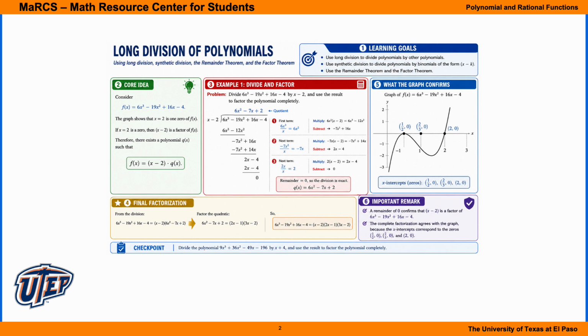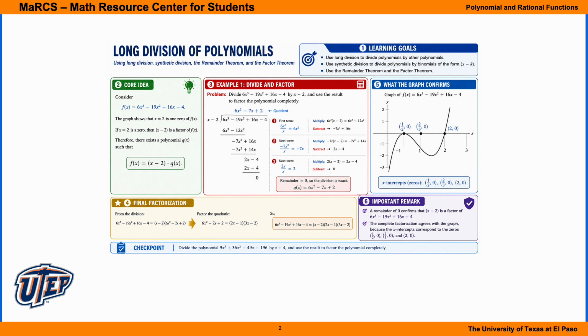In order to find that q of x, we can divide f of x by x minus 2. First we rewrite our 6x cubed minus 19x squared plus 16x minus 4, and we divide it by x minus 2. The first term will be 6x cubed divided by x, that'll give us 6x squared. Multiply that 6x squared by the x minus 2, and that'll give us 6x cubed minus 12x squared. Now we subtract. 6x cubed minus 6x cubed cancels out. Negative 19x squared plus 12x squared gives us negative 7x squared.